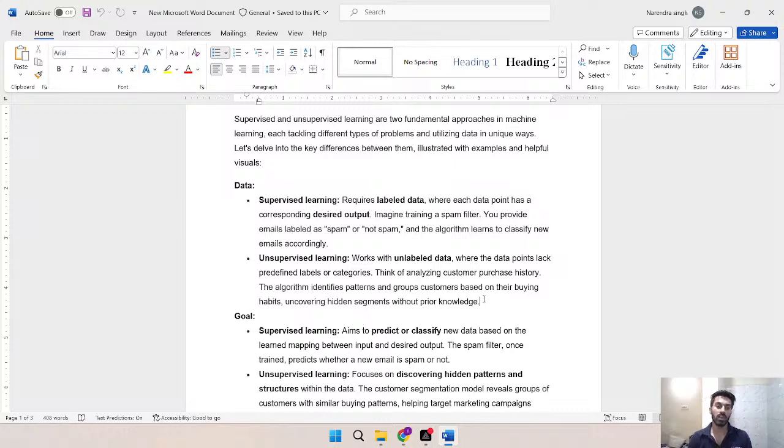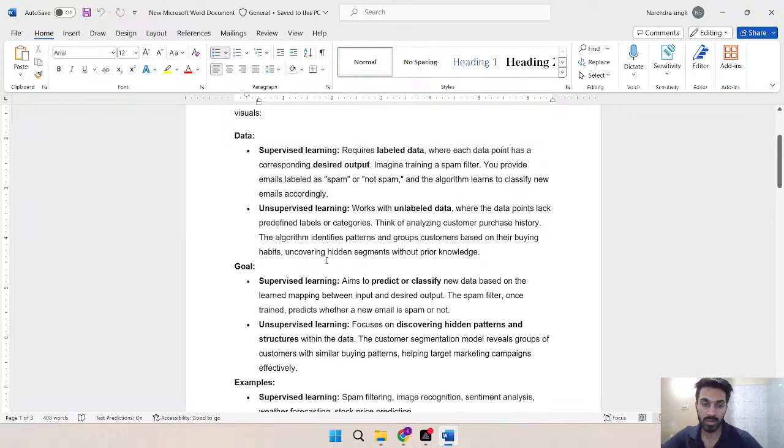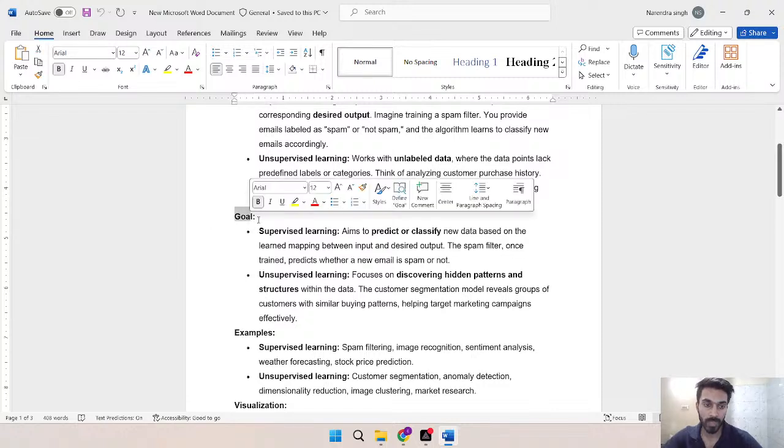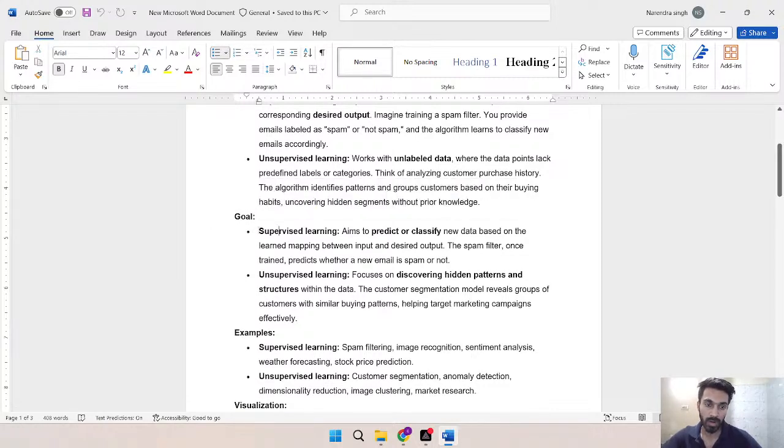So here is the example, where the data is unlabeled, and we don't know what the predicted value will be. This data doesn't have a label. So here you can apply it to uncover hidden segments. Okay, now coming to the goal part.